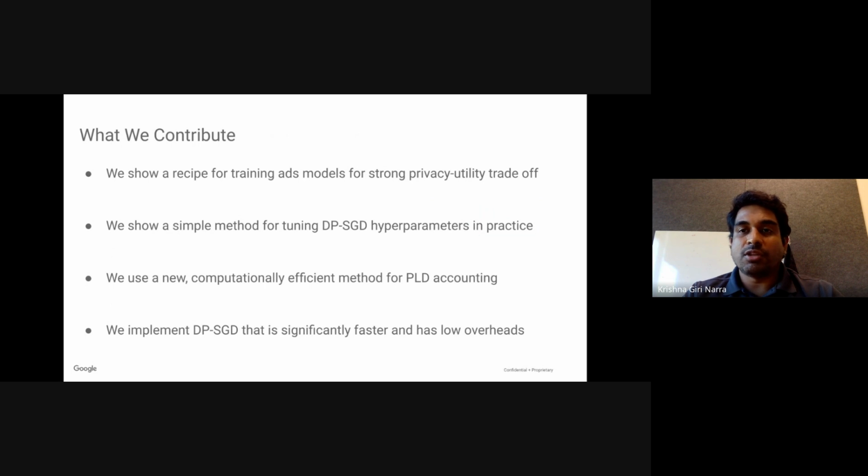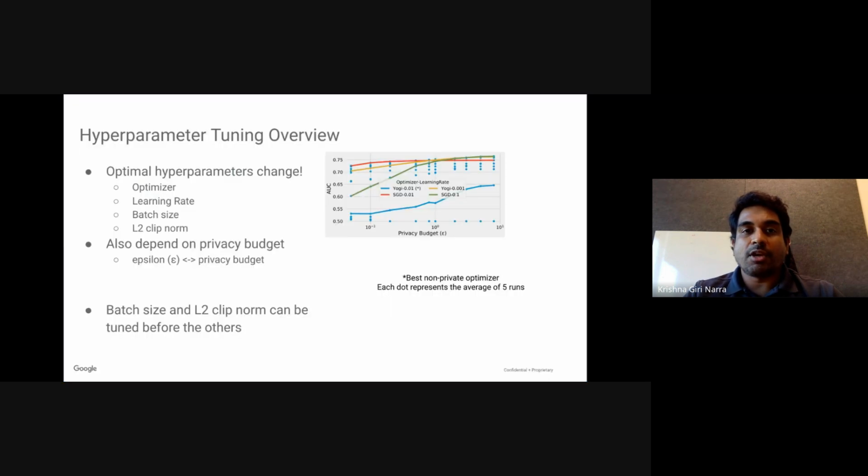Then we show a simple method to tune the hyperparameters. We use a new computationally efficient method to get tighter estimates for privacy accounting, and we implement DP-SGD in practice and realize low overheads. So first, I'll go through the hyperparameter tuning.